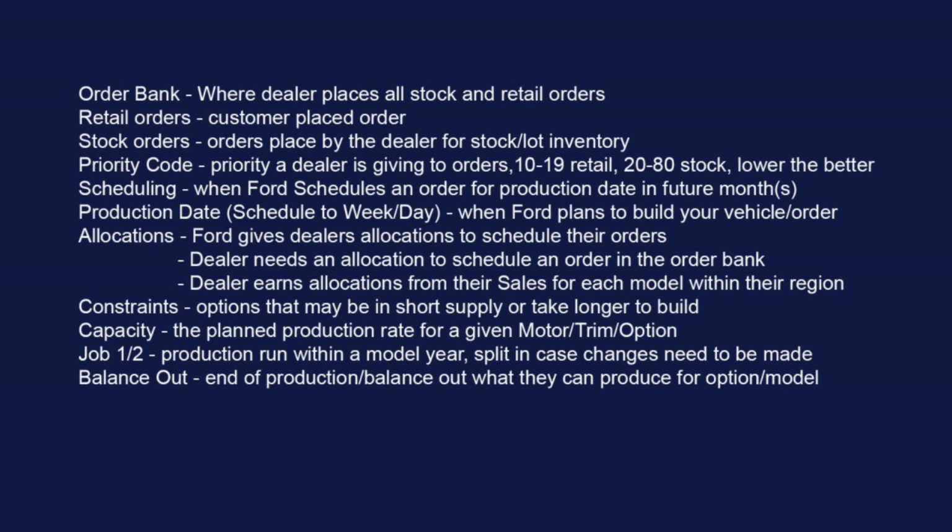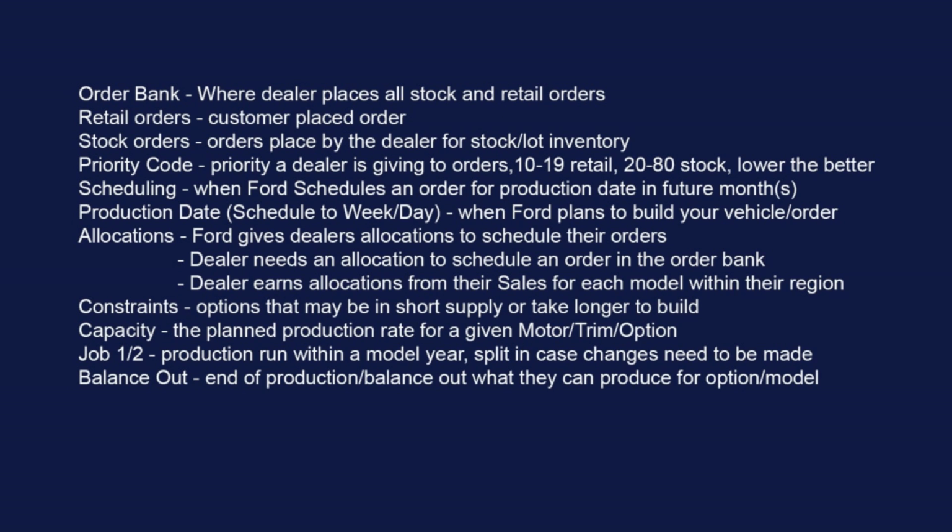And then scheduling, that is when Ford schedules an order for production dates in future months. So we'll talk about which models are scheduling and for what production dates they're scheduling for. Usually they'll schedule to the week, and then when it gets closer, you'll get a schedule to the day. Dealers usually see that. Customers may not always see that, but they can ask the dealer and the dealer can always share that with them.